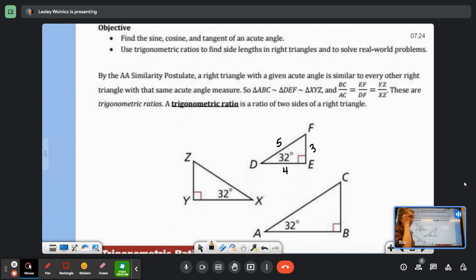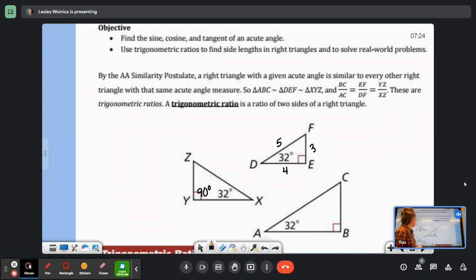Leg, leg, hypotenuse. Now, in each of these triangles, I have a 90-degree angle and a 32-degree angle. If you subtract 90 and 32 from 180, all three of these have the same missing angle of 58, because they all have to add up to 180.